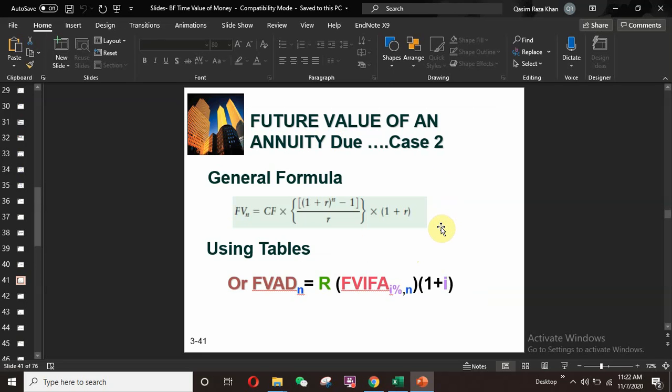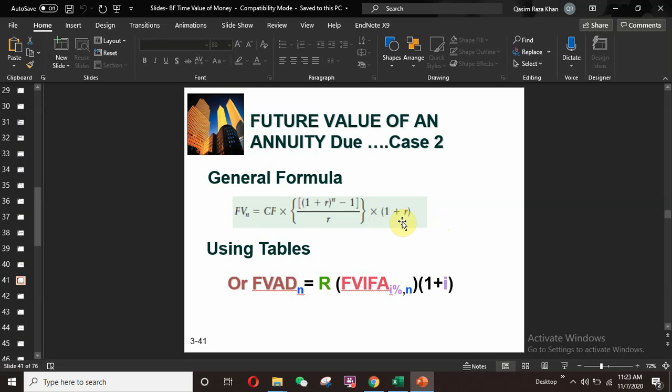So the second case is the future value of an annuity due. In the first case, we learned how we can find the future value of an ordinary annuity. Now we will learn how we can find the future value of an annuity due. Here is the general formula: FV, the future value, for time period n, is equal to CF, my cash flow, multiplied by (1 plus r) to the power n minus 1, divided by r. This formula is similar to the previous formula which we learned, but only one factor is added here, that is we will multiply by (1 plus r).